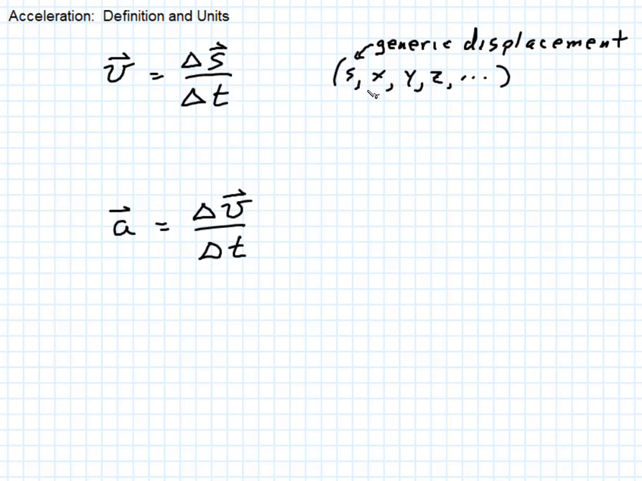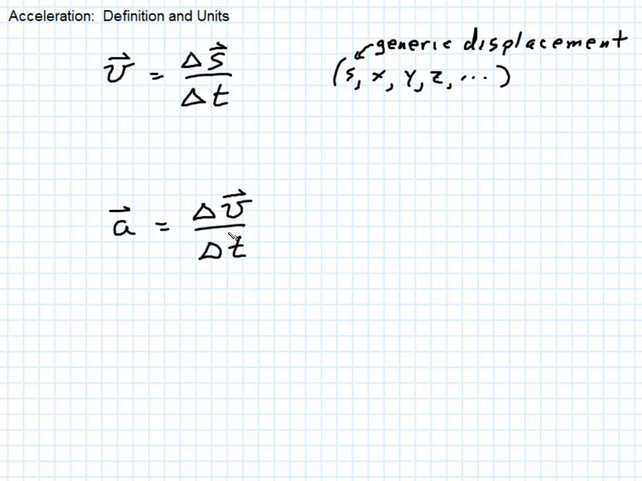By the way, S is used as a generic position variable. X, Y, and Z are used primarily to refer to the coordinate axes, although frequently in one-dimensional problems we just call it X instead of S. But it's quite common to use S for displacement.